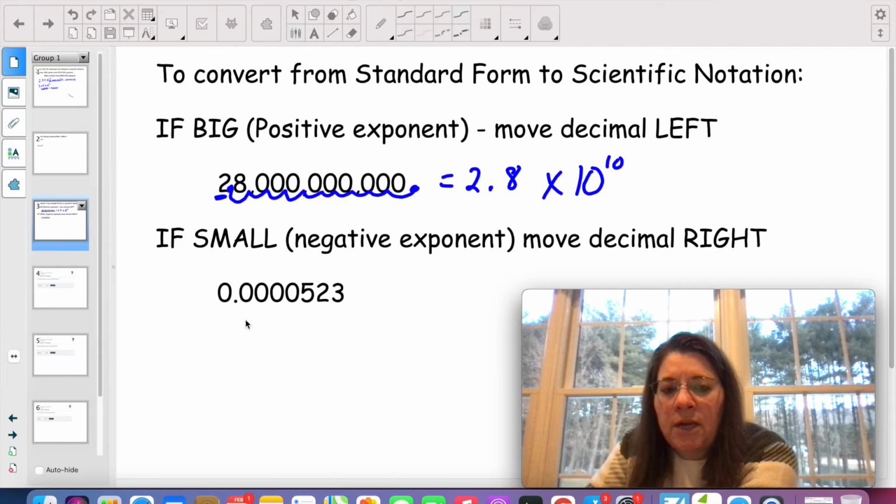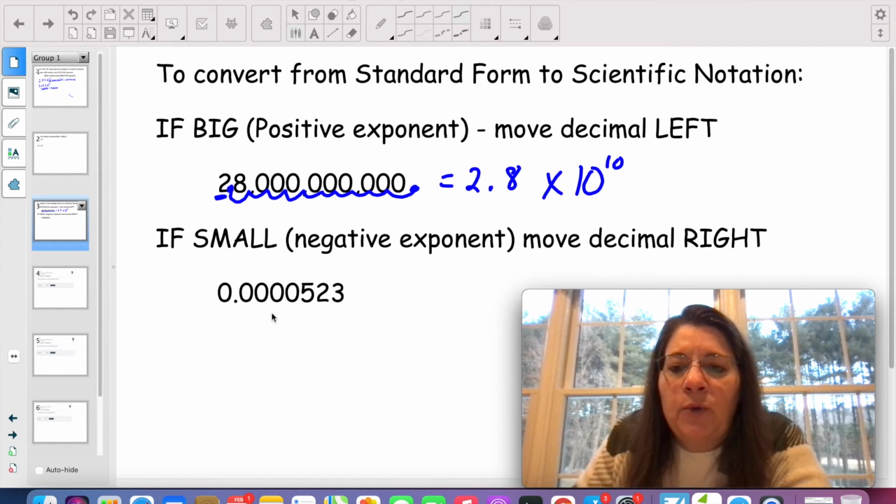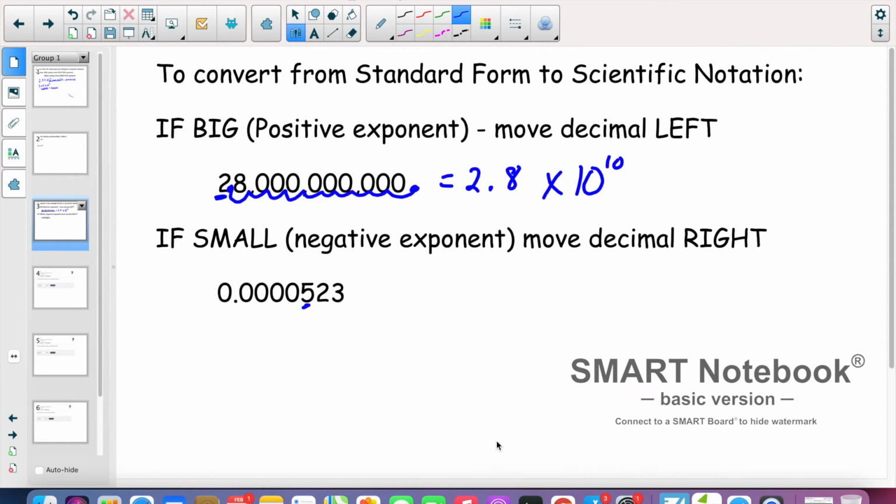In this one, notice this is a very small number. So when it's a very small number, we have to have a negative exponent. We will move the decimal to the right, again, until our number is between 1 and 9.9. So we only want one number to the left of the new decimal place. This would be the number that I want to the left of my decimal place, my 5.